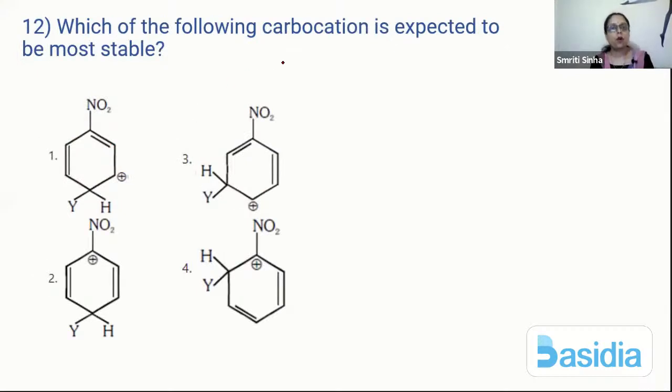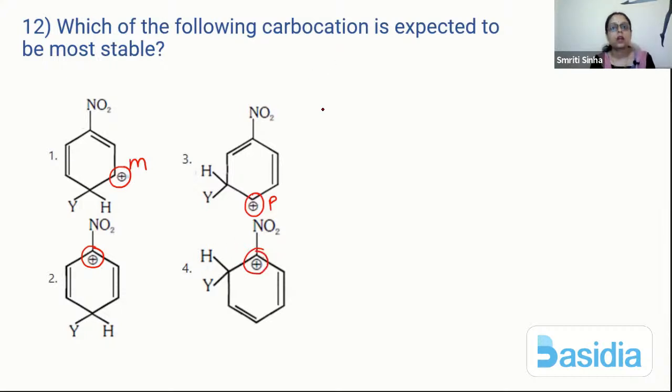Next, which of the following carbocations is expected to be most stable? There are 4 carbocations, and you need to tell which one is the most stable. The carbocation in the first structure is present over here, meta to nitro. In the second structure, it is present next to the nitro itself. In the third structure, it is present para to nitro. And in the fourth structure, again, it is present on the nitro itself.